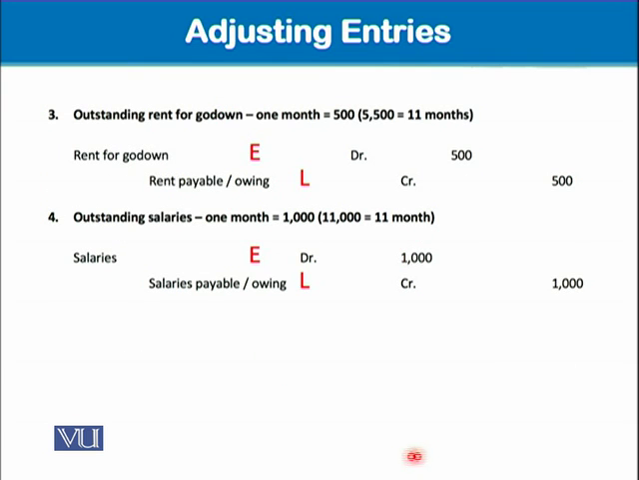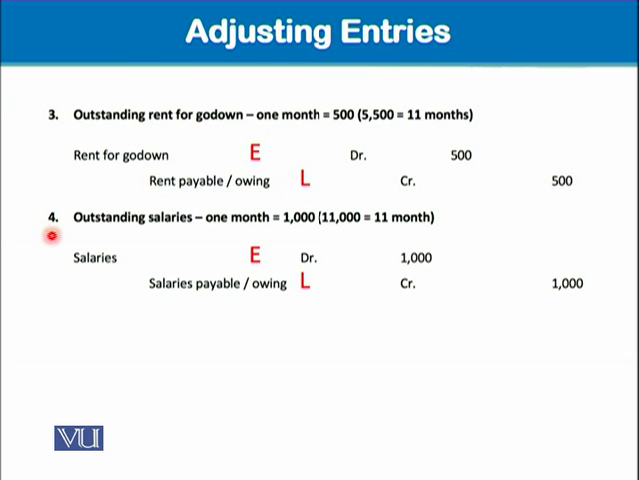Next comes outstanding rent for godown for 1 month, which is in fact 500. How did we calculate this 500? Because 5,500 is given and it is representing 11 months. Since it is representing 11 months, the 12th month's 500 is due, which we have to pay. So it is an outstanding expense which will be debited to rent for godown as an expense, debit 500 E, and rent payable is our liability, which is being credited to rent payable owing.